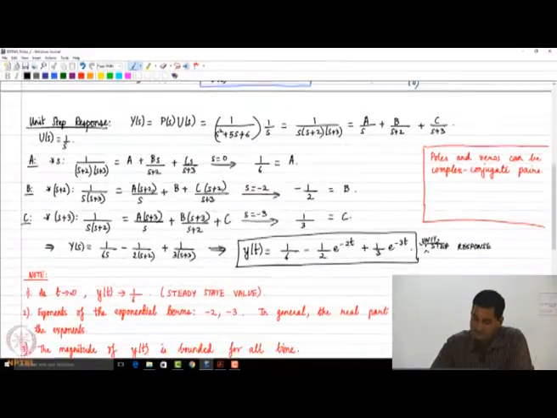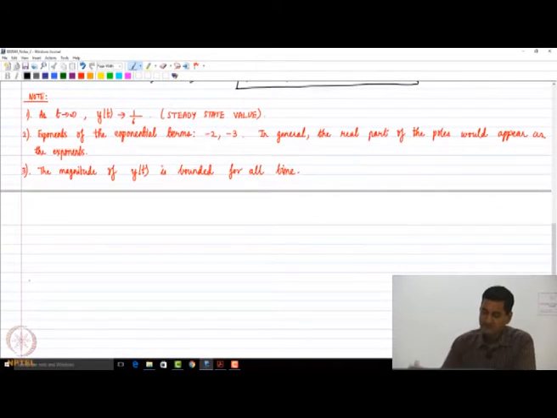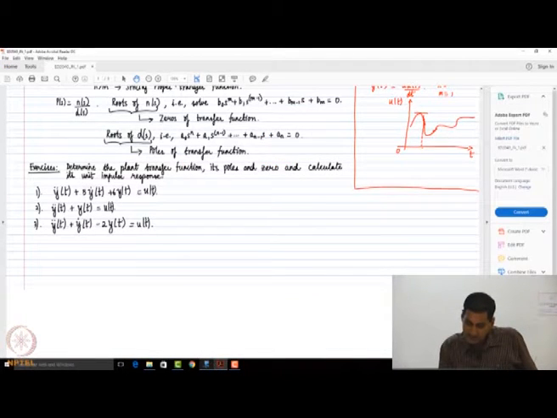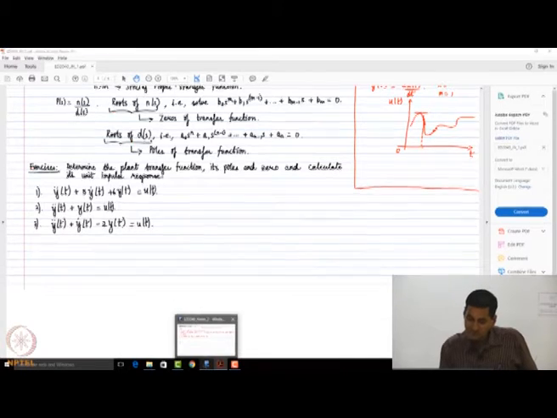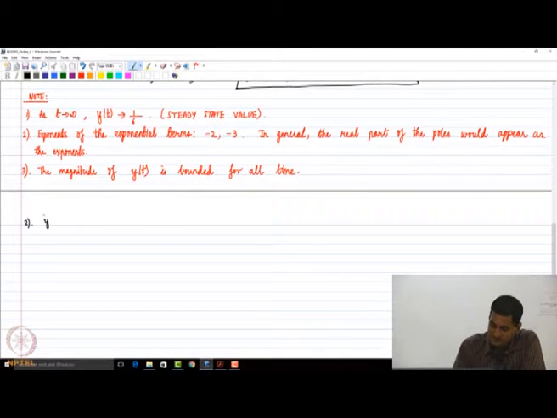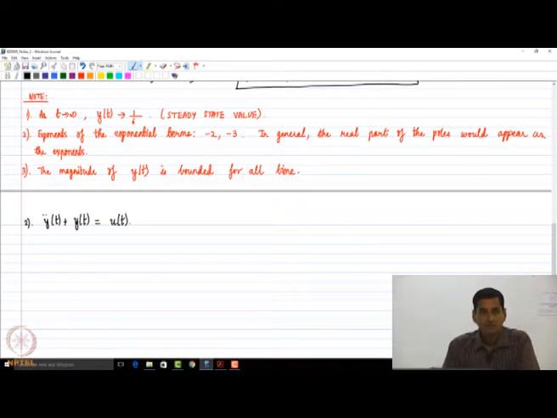So let me do the second exercise. Let me go back and figure out what the second exercise was. I gave y double dot t plus y of t equals u of t, right? So let's do this problem: y double dot t plus y of t equals u of t. That's the second problem.